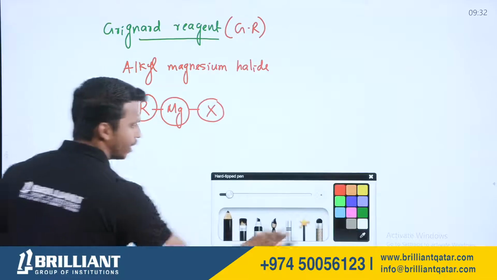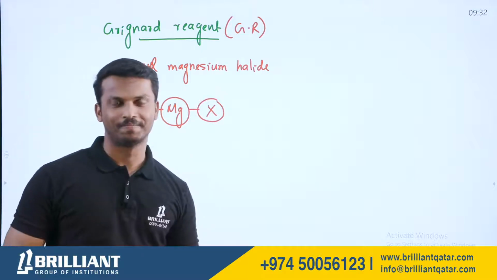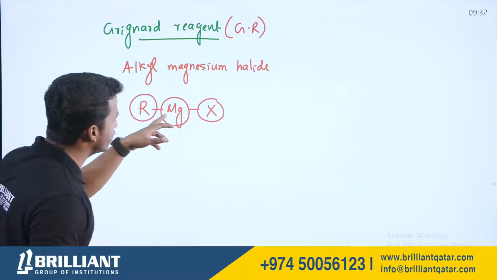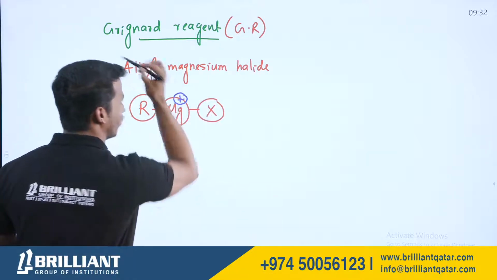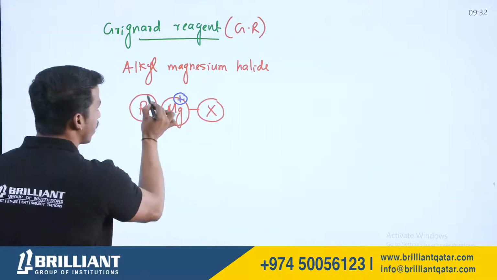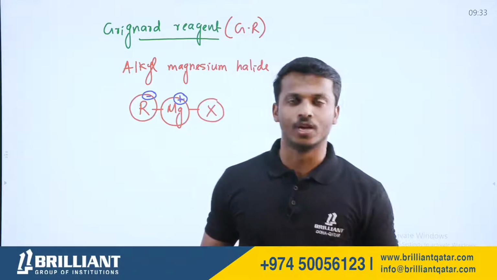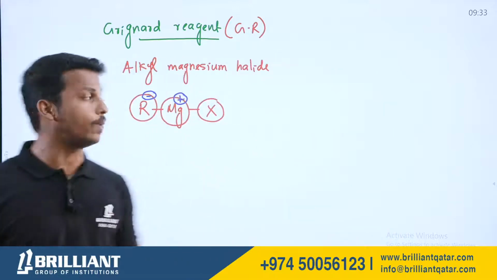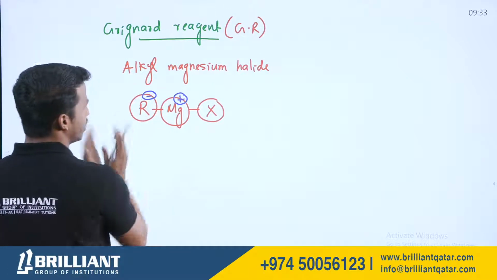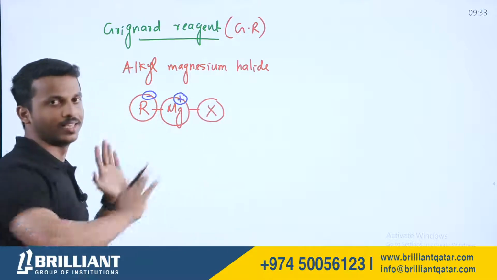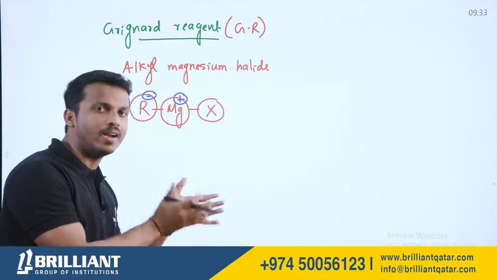In Grignard reagent RMgX, magnesium is the metal atom, right? Metals are electropositive in nature, so this is the positive part, where the R group will carry a negative charge. This is the cationic and anionic part. So in Grignard reagent, magnesium is the positive part and the alkyl group is the negative part. Clear? So R minus is one portion, MgX plus is the other portion. Now we can discuss how this Grignard reagent reacts with aldehydes and ketones.